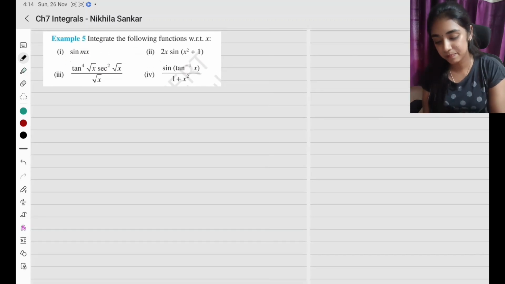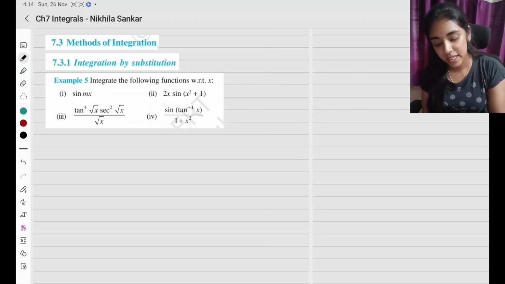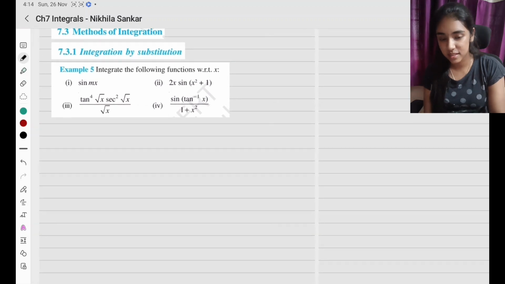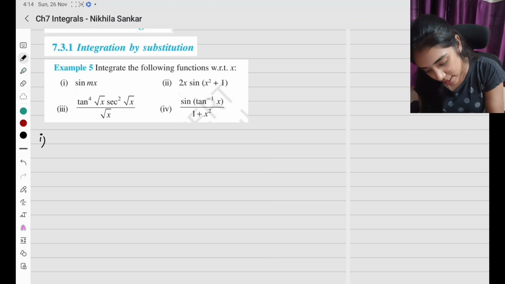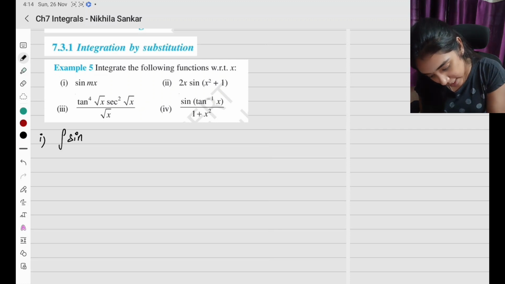See with an example. So example 5. Integrate the following with respect to x. Variable of integration கொடுத்துருக்கான் பார்த்தியா? So with respect to x. So இப்போ first subsection I have sin mx dx.